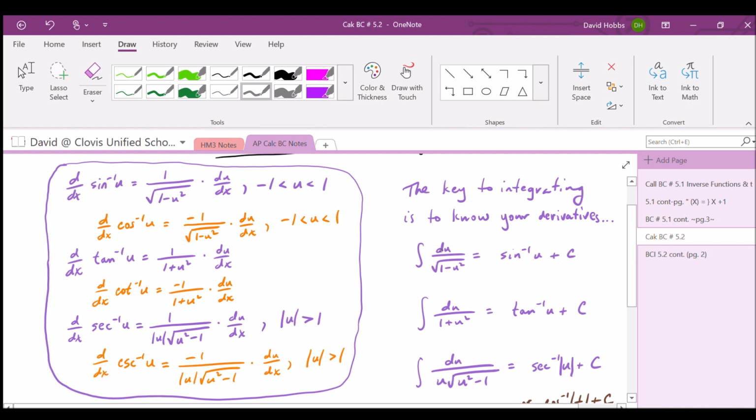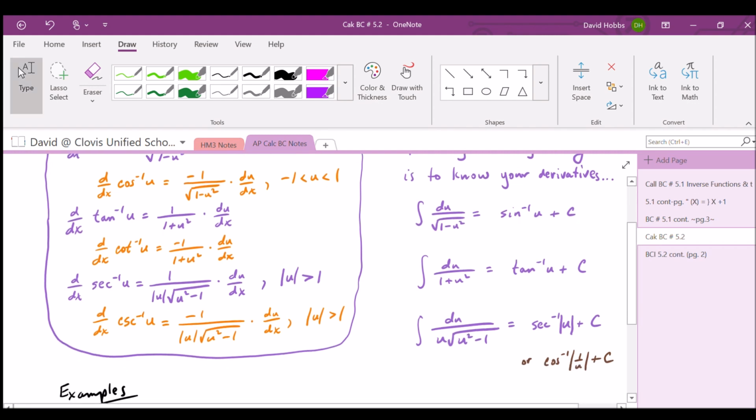By the way, if there's a negative there, then you can just have the negative out in front, and it's negative inverse sine of u. Or you could say that it's inverse cosine of u plus a constant. But really, we had 6 formulas for derivatives and just 3 for the integrals. The integral of du over 1 plus u squared is inverse tangent of u plus a constant. And the integral of du over u times the square root of u squared minus 1 would be inverse secant of u plus c. But it is possible to also write it as inverse cosine of 1 over u plus c.